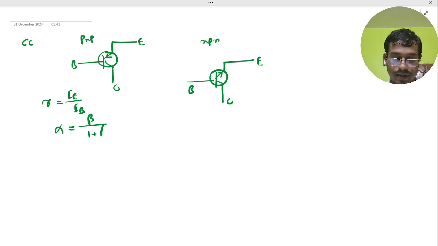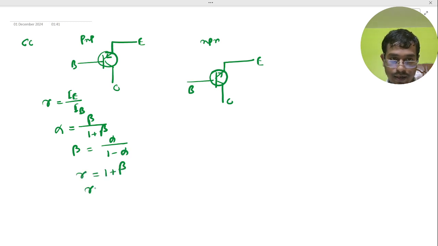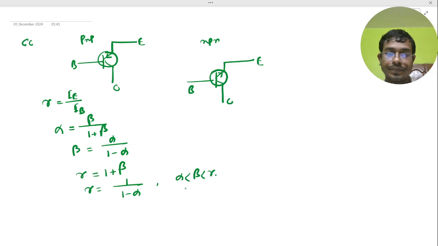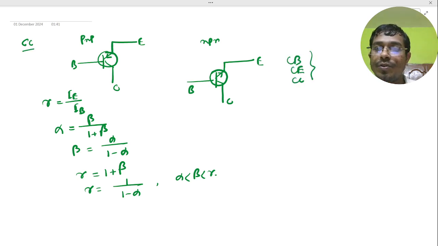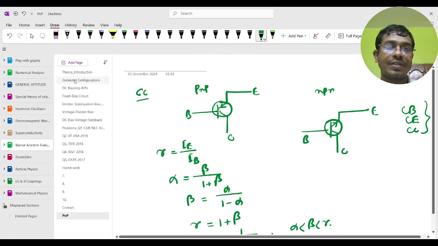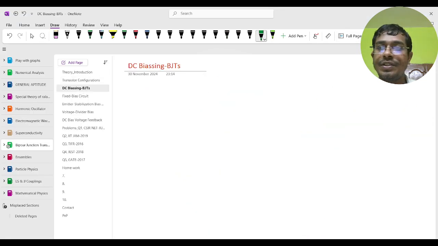prove here, beta by 1 plus beta, and beta is equal to alpha by 1 minus alpha. Alpha, beta and gamma relation: gamma would become 1 plus beta, and gamma to alpha is basically 1 by 1 minus alpha, where the ratio would become alpha less than beta less than gamma. So basically in the CC mode here, and we just discussed the configurations of CB, CE and CC mode, and we just go through the DC biasing of BJT.